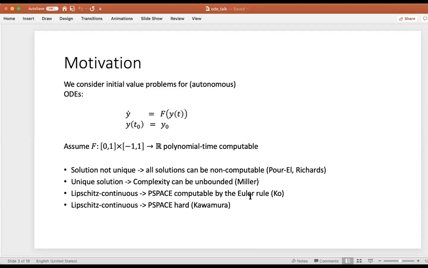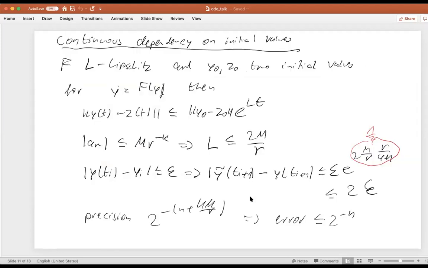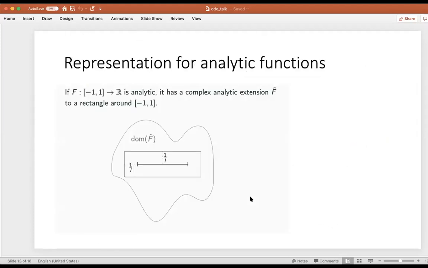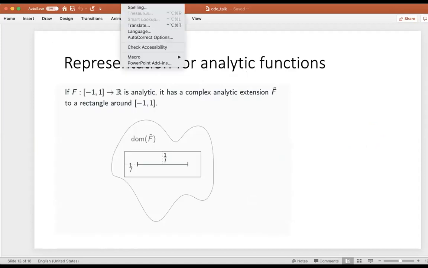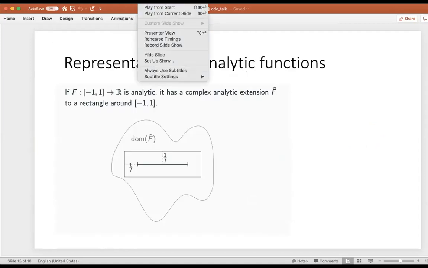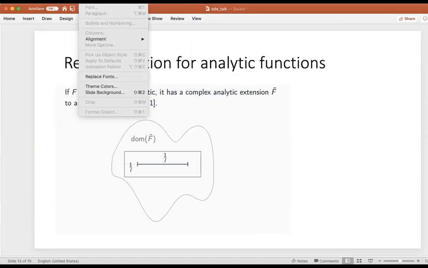Okay, did that answer your question? I will assume this is a yes. Okay, so this was the whiteboard part. I will now actually start the slides.